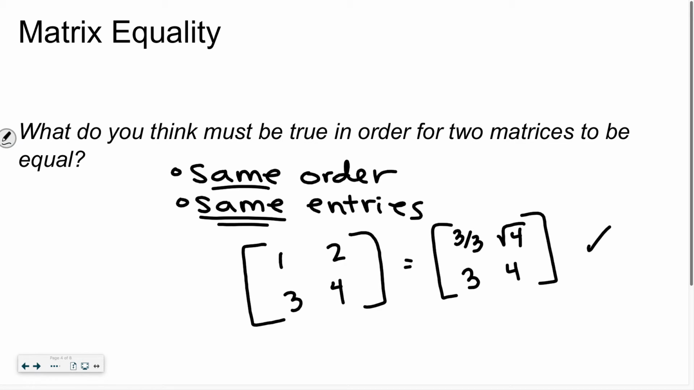And it does matter where the entries are. If I had 1, 2, 3, 4, they have to be in the same spots in the other matrix. If I mix those up, 4, 3, 2, 1, that would not be the same matrix. So it is important that they're exactly the same.